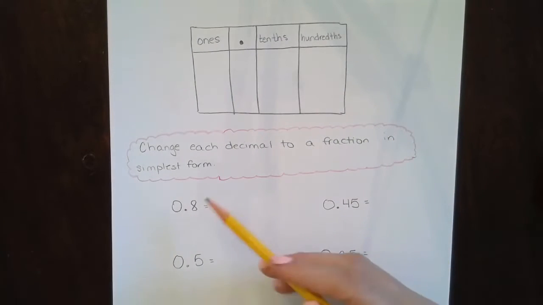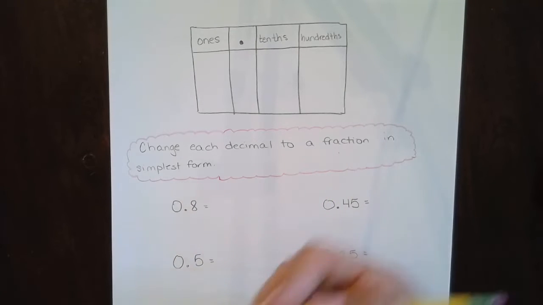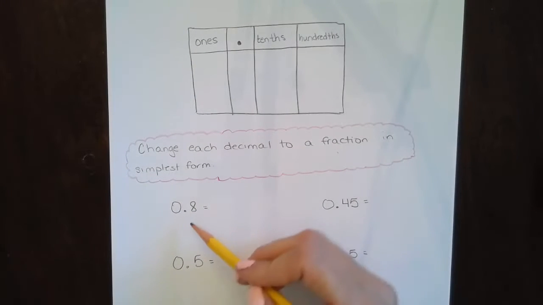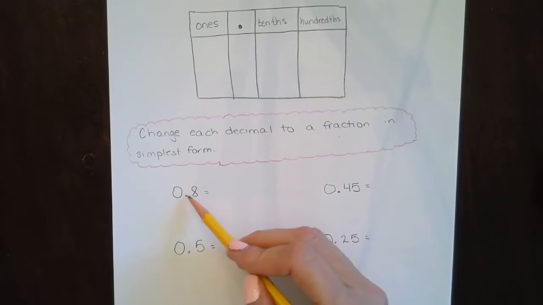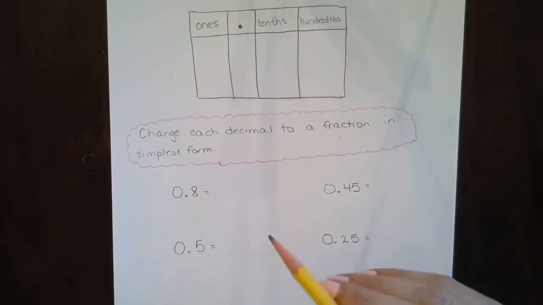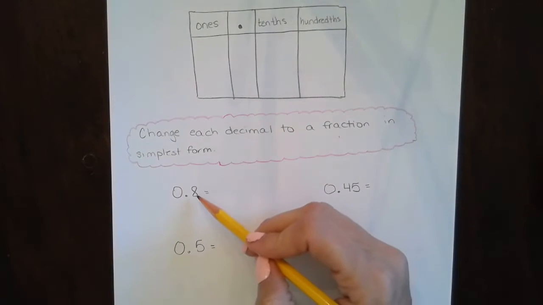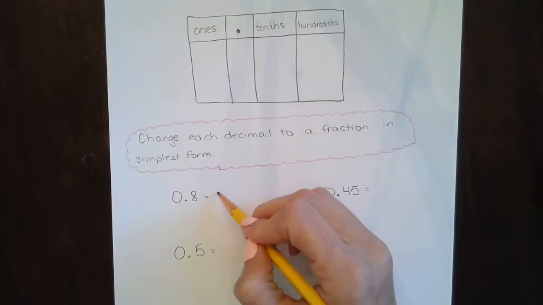Let's look at this right here. So if it says change each decimal to a fraction in simplest form, we'll worry about the simplest form part after. Let's start with this. So if I'm changing this decimal here, this says 0.8, the first thing I'm going to do is try to pronounce it without saying point. So I can also call this 8, and it's in the tenths column, so 8 tenths.